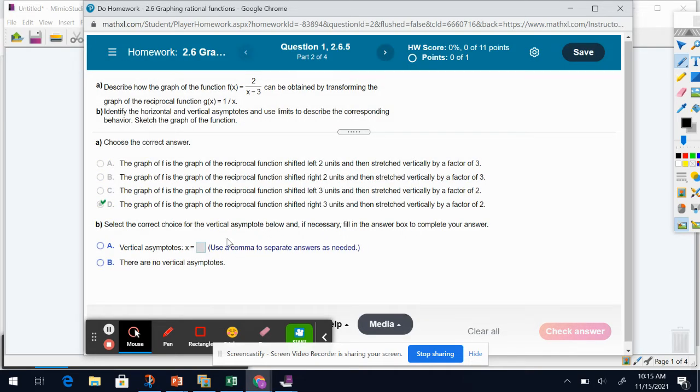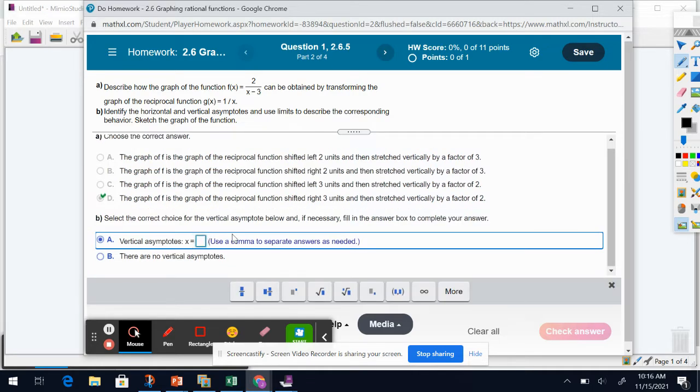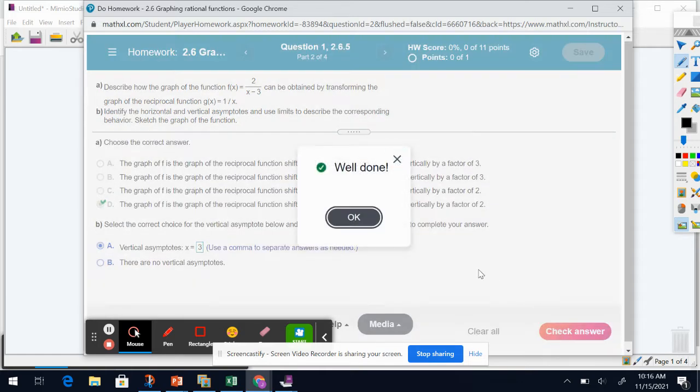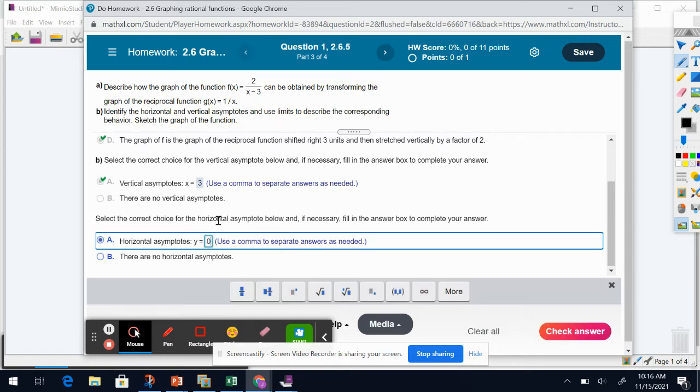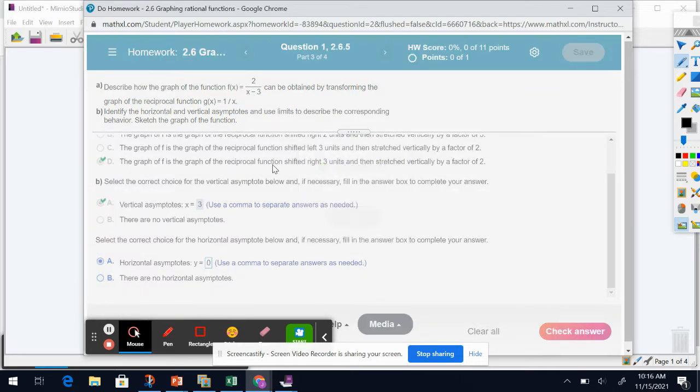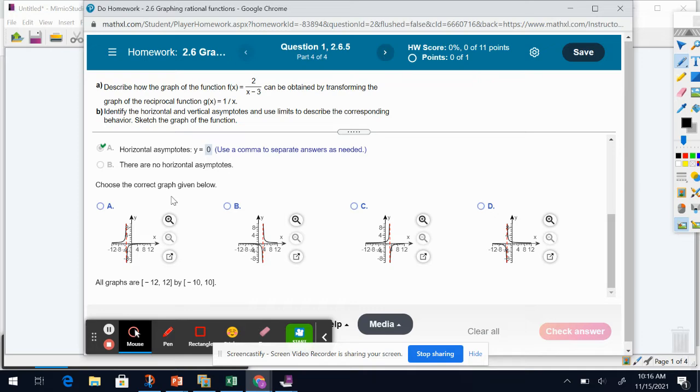Then it says select the correct choice for the vertical asymptote, and that is x is equal to, what did we say? x equals 3. Okay, so check the answer. Good. Okay, select the correct choice for the horizontal asymptote. Now again, here's where we have to look at what's the degree of the top. The degree is 0. What's the degree of the bottom? The degree is 1. If the degree of the top is less than the degree of the bottom, then it's automatically at y equals 0. That's why there was no shift up or down, because the horizontal asymptote was at y equals 0. Okay, and then choose the graph below.